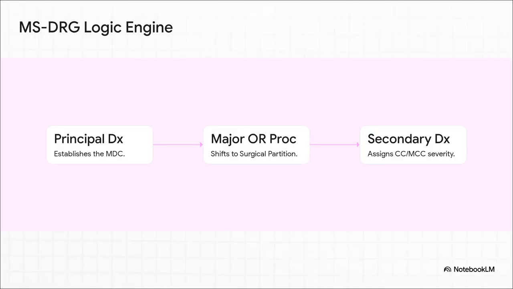The logic engine of the MSDRG grouper is actually a beautiful step-by-step progression when you break it down. Think of it like this. Step 1, your principal diagnosis, let's say acute appendicitis, establishes the MDC, which is 06. Then step 2, the surgeon performs an appendectomy. That's a major OR procedure, which immediately shifts us over to the surgical partition. And finally, step 3, your secondary diagnoses, like a comorbidity or a complication, jump in to determine your CC or MCC severity level. And that is what establishes the final payment tier.